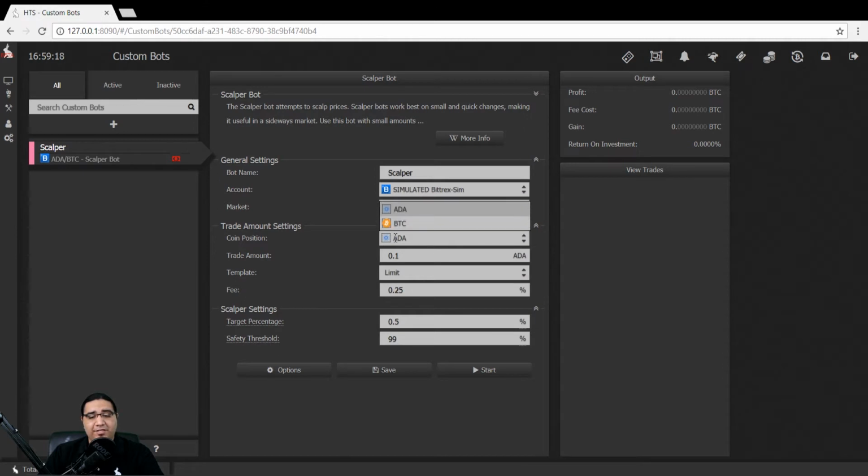If we don't have any and we're trading in the BTC market, we want to switch this to BTC, or the sold position. So we're going to leave it in BTC as we want to acquire ADA, and then we're going to set a trade amount.